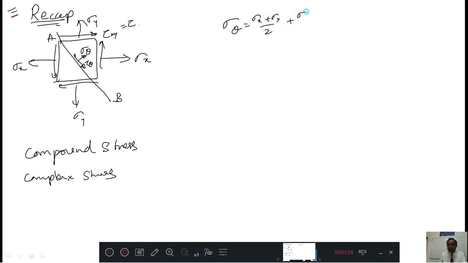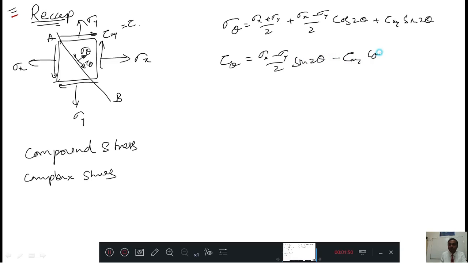The formulas you already know: sigma theta equals (sigma x plus sigma y) by 2 plus (sigma x minus sigma y) by 2 cos 2 theta plus tau xy sin 2 theta. We already derived this; you can go back to the previous lectures and see the derivation. Tau theta equals (sigma x minus sigma y) by 2 sin 2 theta minus tau xy cos 2 theta.